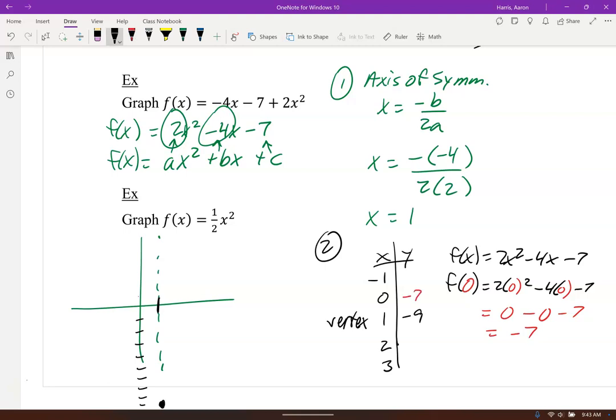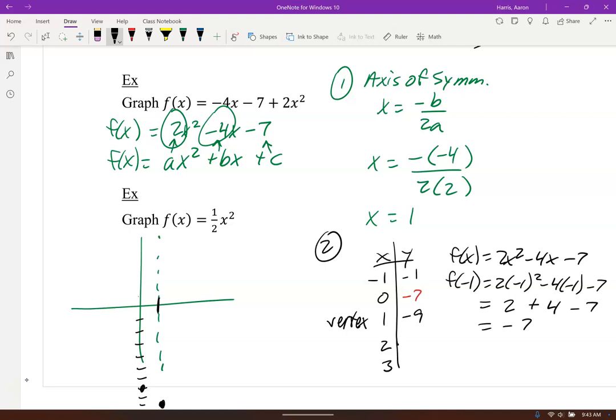Now I'm going to throw negative 1 in. Negative 1 squared is 1. 2 times 1 is 2. 6 minus 7, negative 1. So let's graph those points. 0, negative 7 right there. Negative 1 is right there. So right now it's kind of coming down.